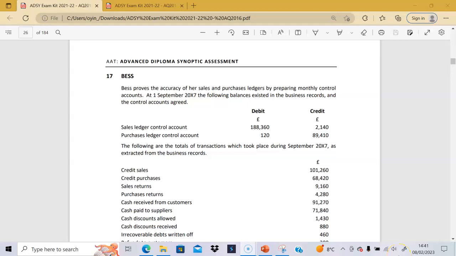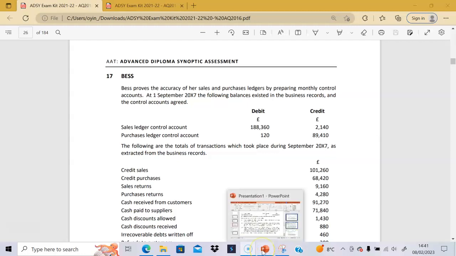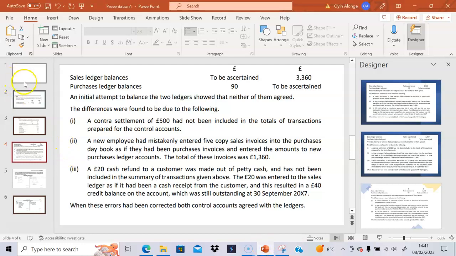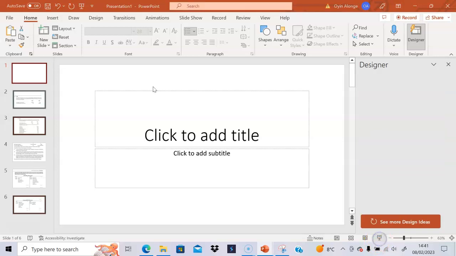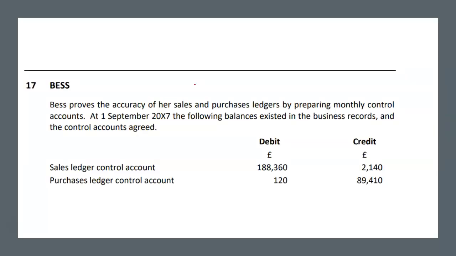Okay, question 17. It's slightly a busy question, but it's a great question for revising. So what I've done is I've put it, if you like, on a PowerPoint sort of deal with question 17. And it says that Bess proves the accuracy of her sales and purchases ledger.